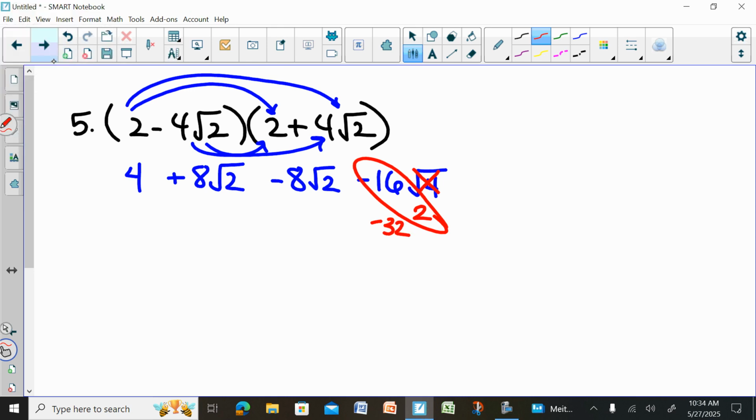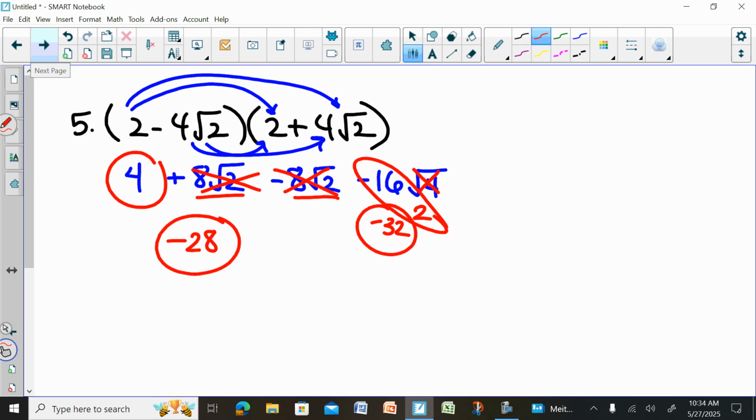So that actually ends up being a whole number. These other two in the middle, I got a positive 8 root 2 and a negative 8 root 2. That becomes 0 root 2s, so they just cancel each other out. They're opposites of each other. And so this 4 out front and this negative 32 can be put together, and our nice little answer is negative 28. So number 5, all of the radicals just completely disappear.